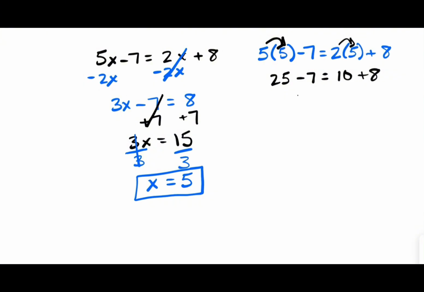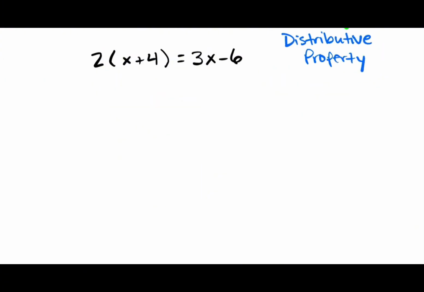So then we're going to go ahead and simplify each side. So 25 minus 7 equals 18. And 10 plus 8 equals 18. So this statement, 18 equals 18, that's a true statement. So because of that, we now know that x really does equal 5.